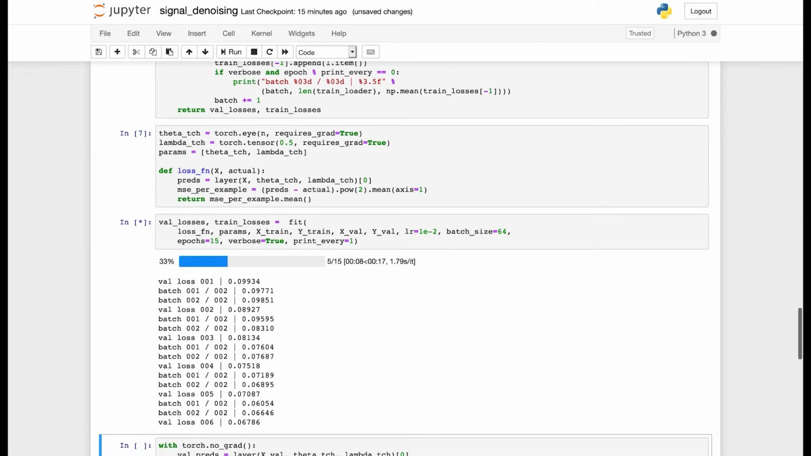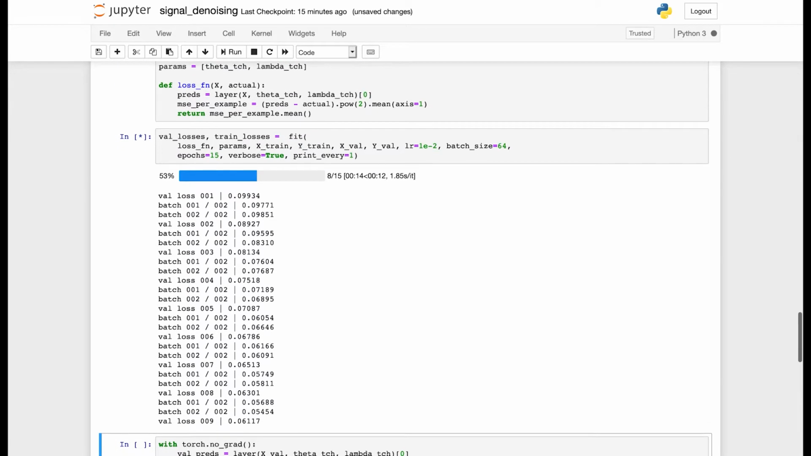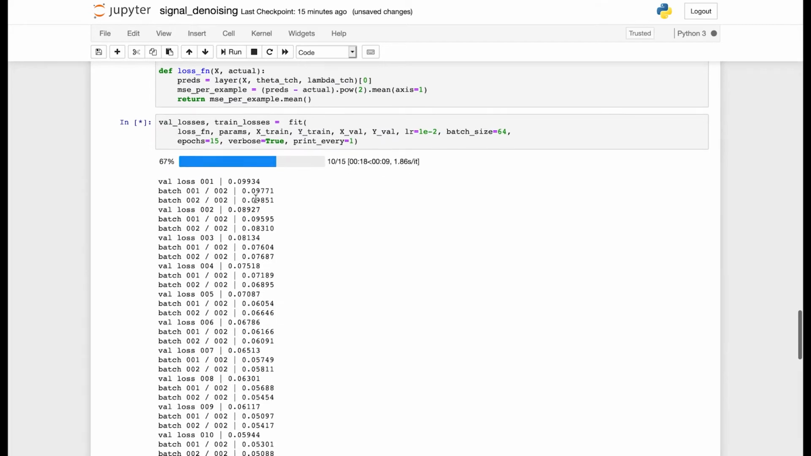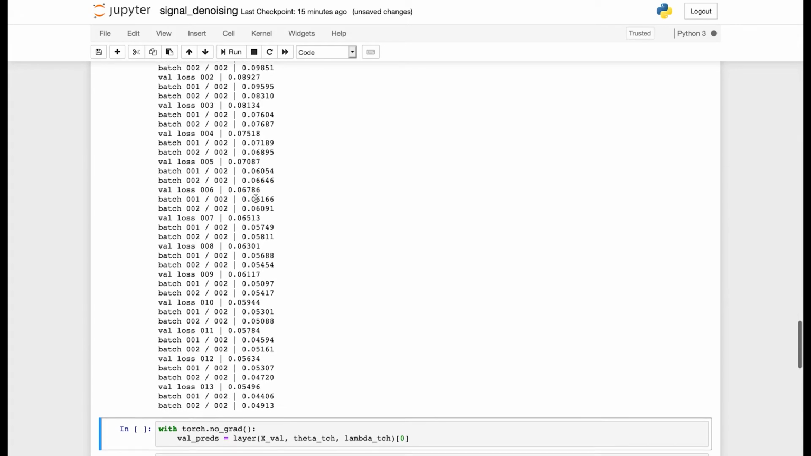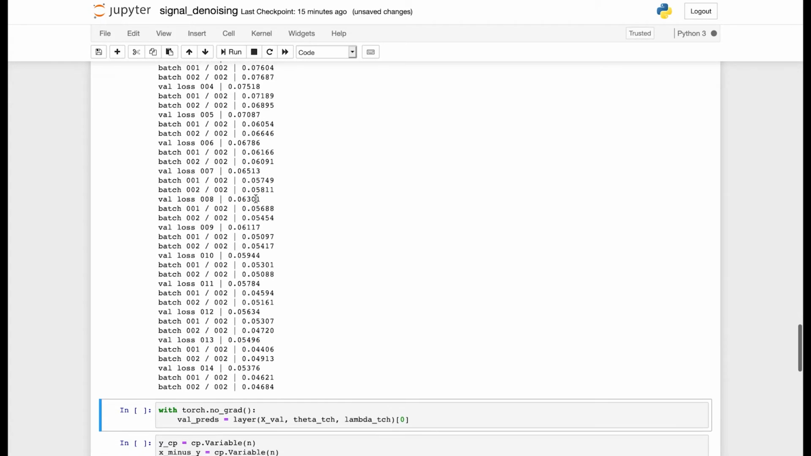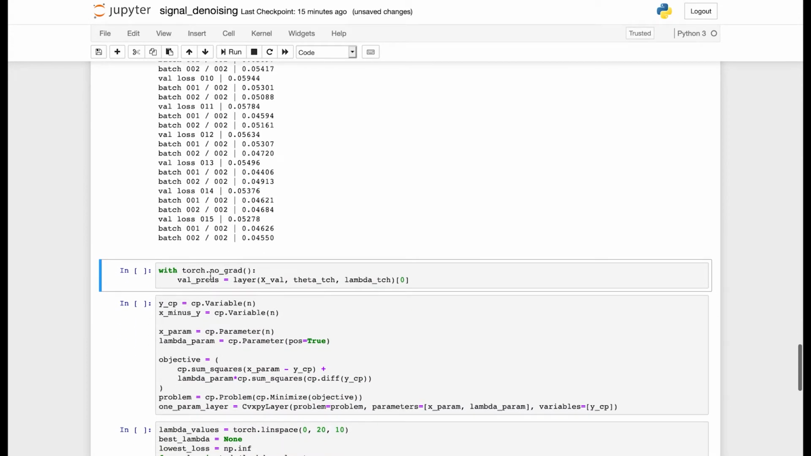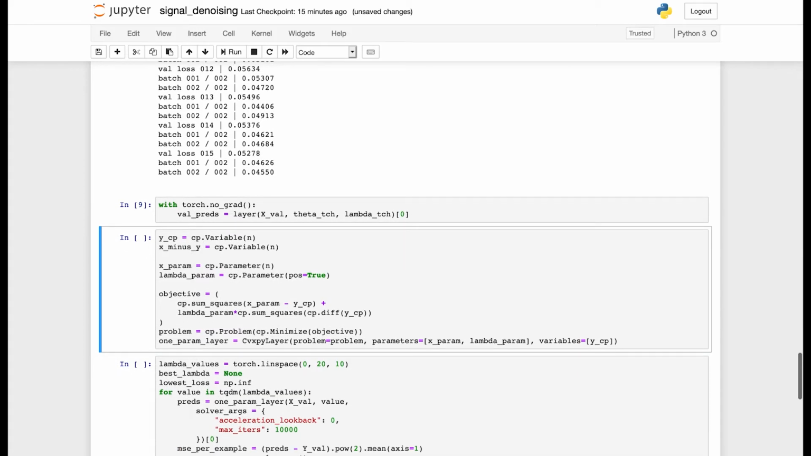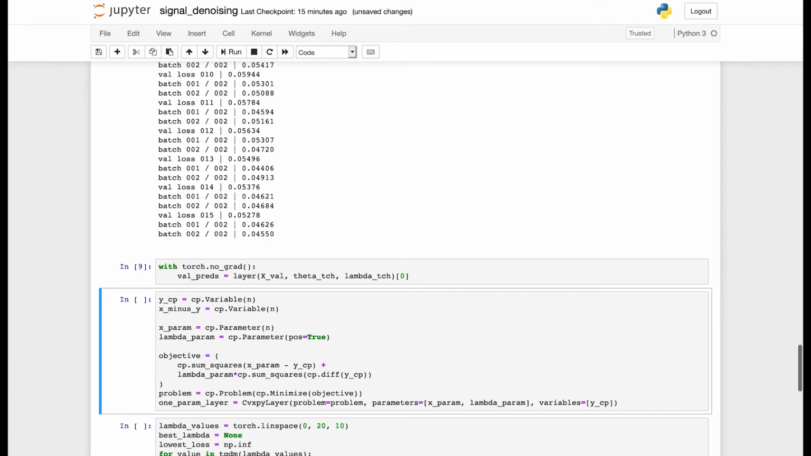And so we'll train here for 15 epochs, and it won't take too much time. You can see here that the validation loss is steadily decreasing over time. And okay, it appears to be done. And now we'll generate the predictions on the validation set by passing in the validation data to the layer, and then the parameters once again. That's done. So that, by the way, involved solving 100 convex optimization problems, simple ones, but still solving them.